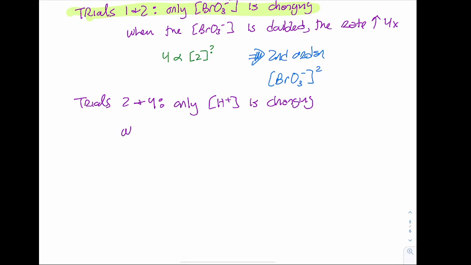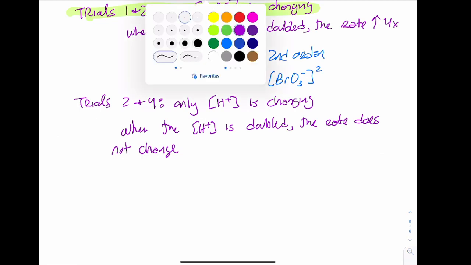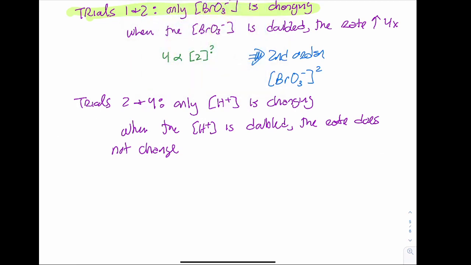So when the concentration of hydrogen ions is doubled, the rate does not change. So what is my order with respect to hydrogen ions? What do you guys think? If I change the concentration and the rate is not affected, what order is that?